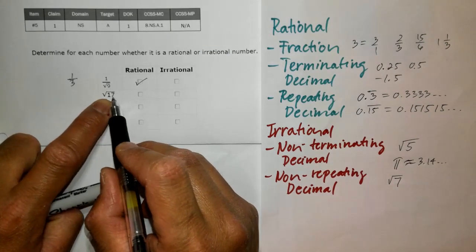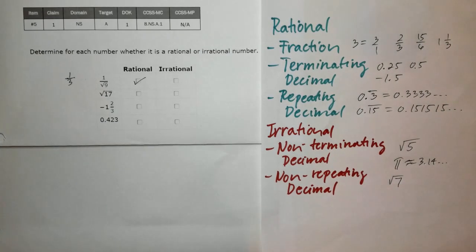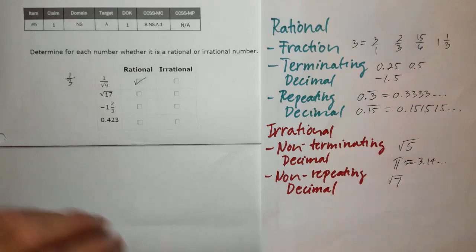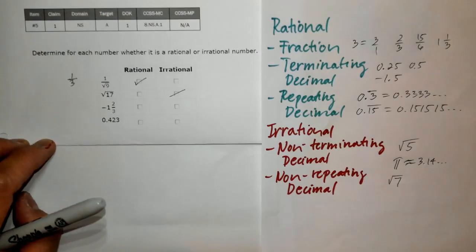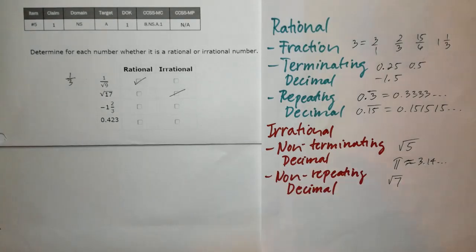Now square root of 17. The square root of 17 is not a perfect square. So therefore this one is an irrational number. If we go back to the number line, that's going to be in between the square root of 16 and the square root of 25.